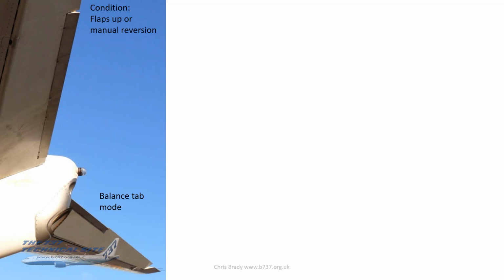And I got the FO to hold full aft elevator, so with the control column full aft, and you can see that the tabs are acting as balance tabs here. So as the elevators go up, the tabs are coming down to assist the movement, and that's what you get on an NG with flaps up or manual reversion.